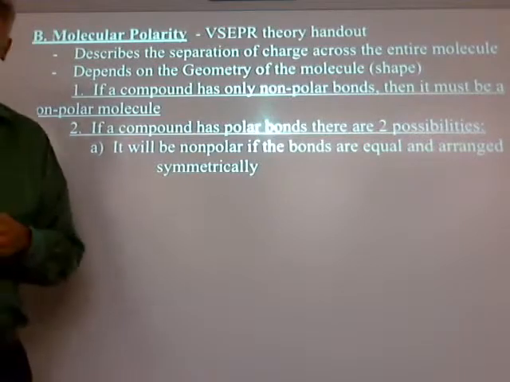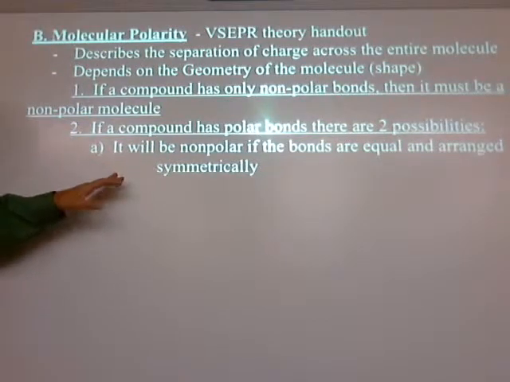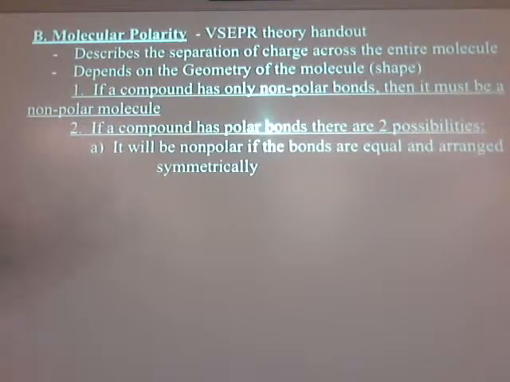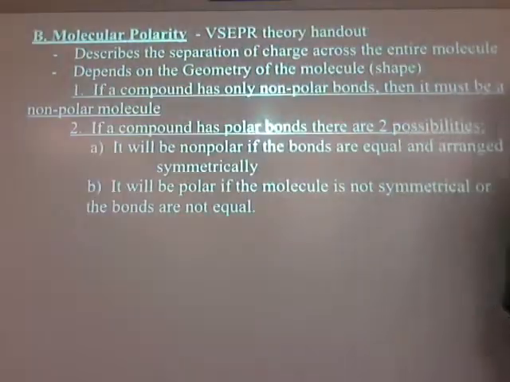And that's where the VSEPR theory comes in. So predicting the shape, and then once I know the shape, is it really symmetrical? Because they're not all going to be as easy as this. All right, so let's take a look. Oh, by the way, that's for A. The other possibility is, for B, that I have non-symmetrical or non-equal polar bonds. In that case, the molecule's still polar.